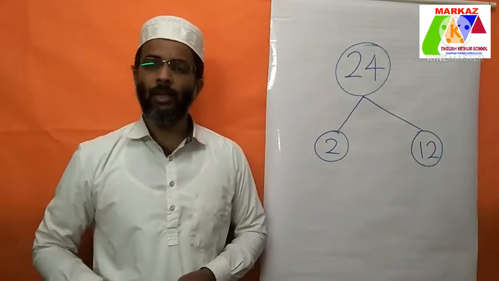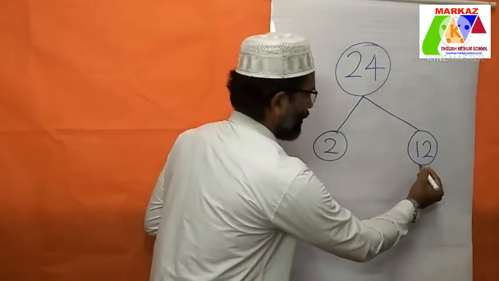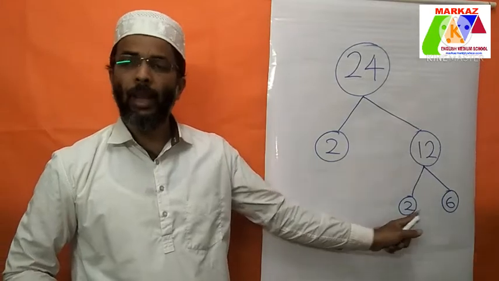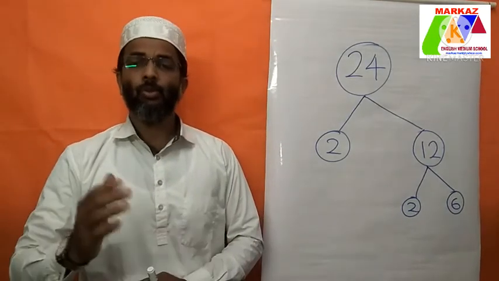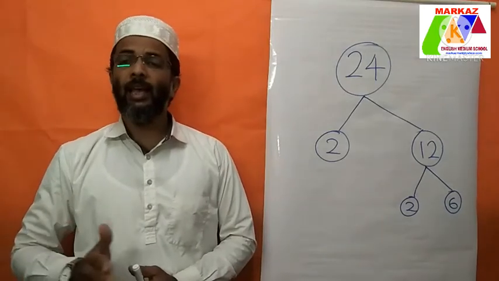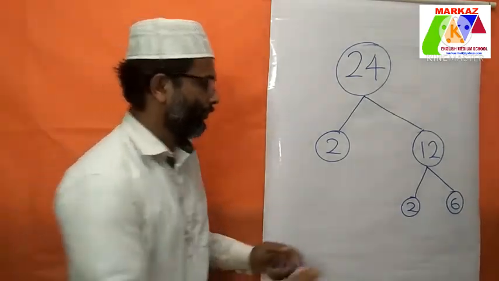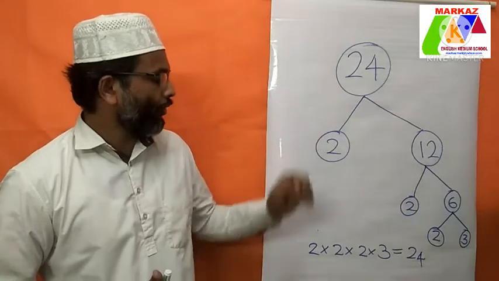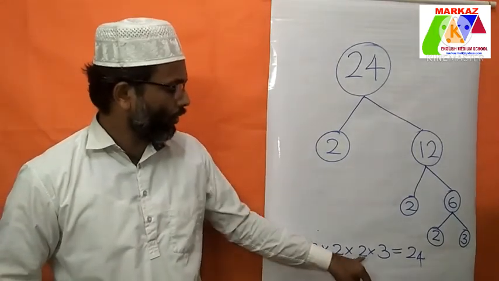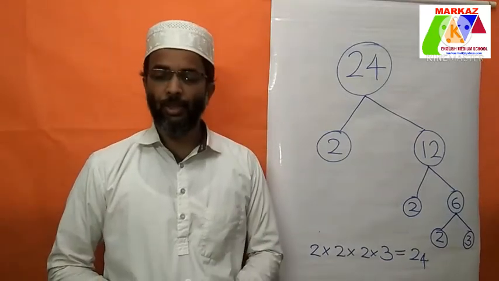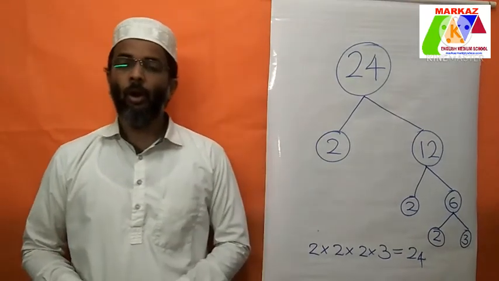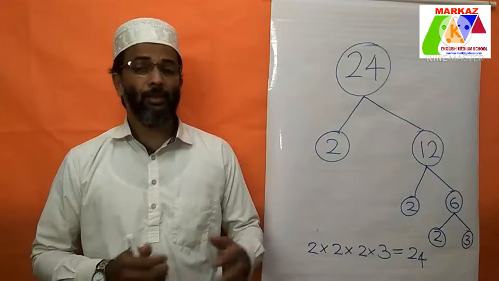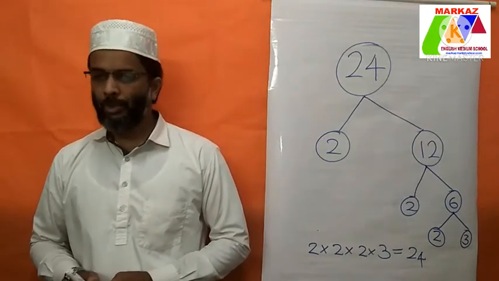So now we will split 12 as 2 into 6. Here we can see 2 is prime and 6 is composite. So again we will split 6 as a product of primes. The prime factorization of 24 is 2 into 2 into 2 into 3. Is it clear? I hope you have understood how to find factors through the factor tree method. One more example from your textbook.